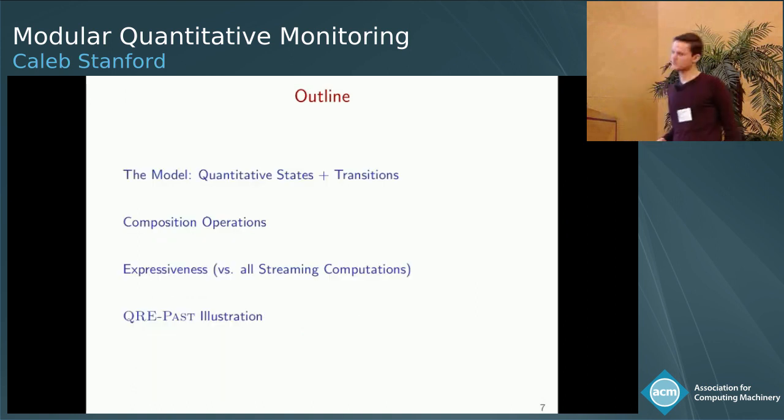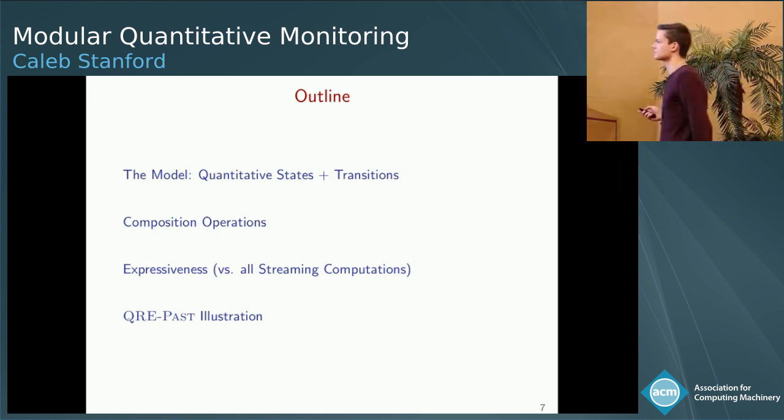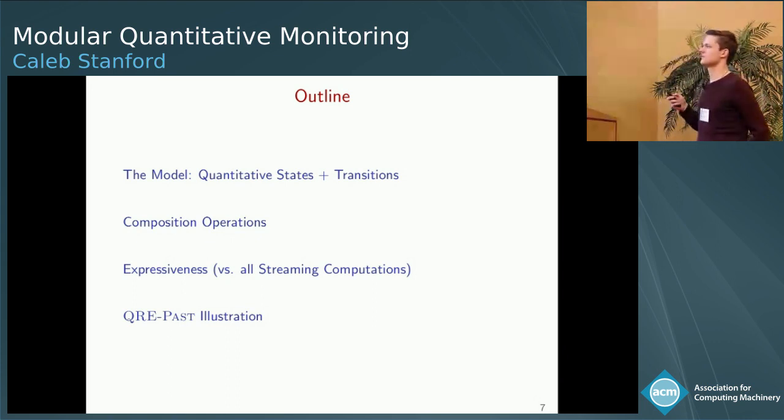Okay, that's the high-level overview. Let me just provide a brief outline of what I'll talk about for the rest of the talk. I'll describe the model, just so you get an idea of what the actual model we're proposing is, because it's, I think, simple enough to understand. It's just two things, quantitative states and transitions, and I have to tell you what those are. I will describe, very briefly, the composition operations that we support and how we compile those. Then I'll discuss expressiveness of our model, in particular expressiveness of data transducers versus general streaming computations.